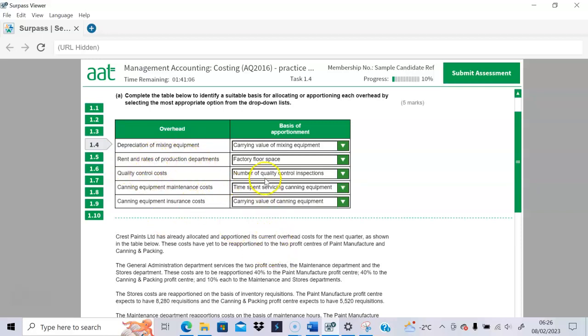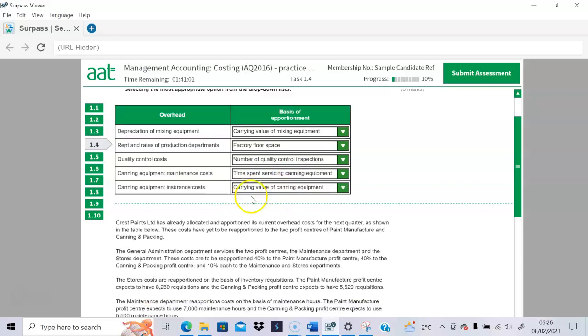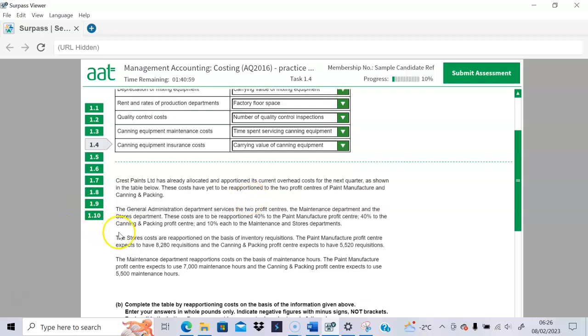I thought they could have been better drivers of splitting costs. But anyway, that's the best you can do with that. And this is your traditional splitting up question, right?